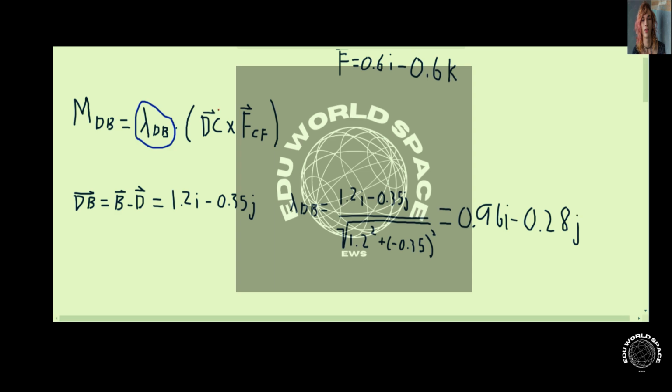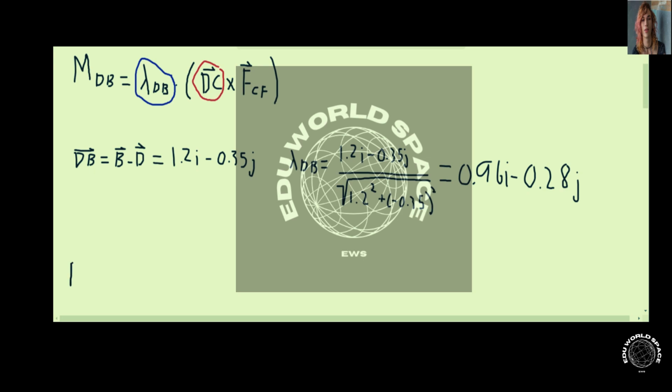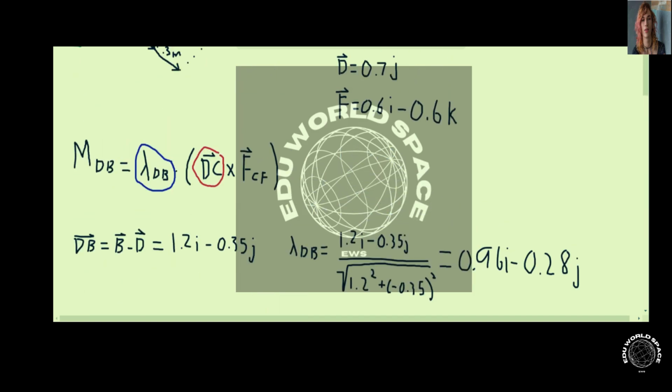And next we're going to find the DC vector. So to find the DC vector, we can do the C vector minus the D vector, and that will give us a vector of 0.2j minus 0.4k. And lastly, we're going to find this term.